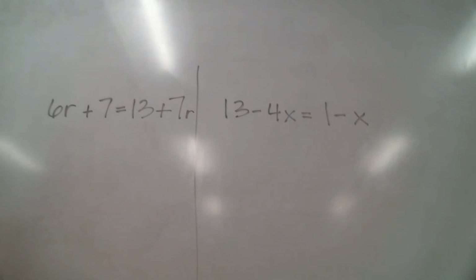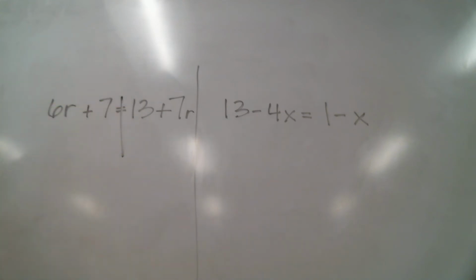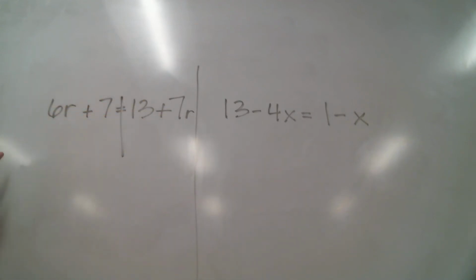Okay, go ahead and copy down these two. And remember, I like you to start by drawing a line down the equal sign so that you can see the two sides, okay? Especially if you're struggling with this, you need to make sure you're doing that. If you look, we've got a variable on both sides. We've got a 6r here and a 7r here. So we're going to have to remove one and move it over to the other side.